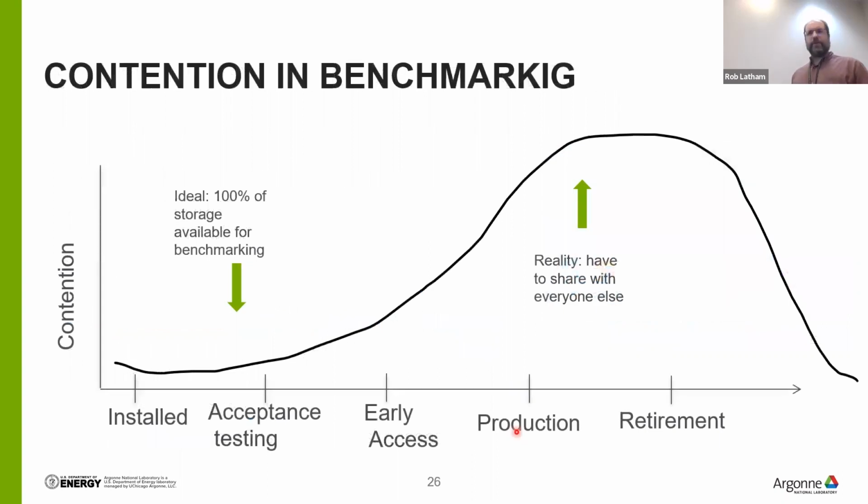So why is it so hard to benchmark these systems? Well, this is a cartoon. I'm not really measuring anything quantitatively, but when these machines show up, there are no users. They're built, and the integrator is testing it out, and so they have the one user using this machine, so there is very little contention on these file systems.